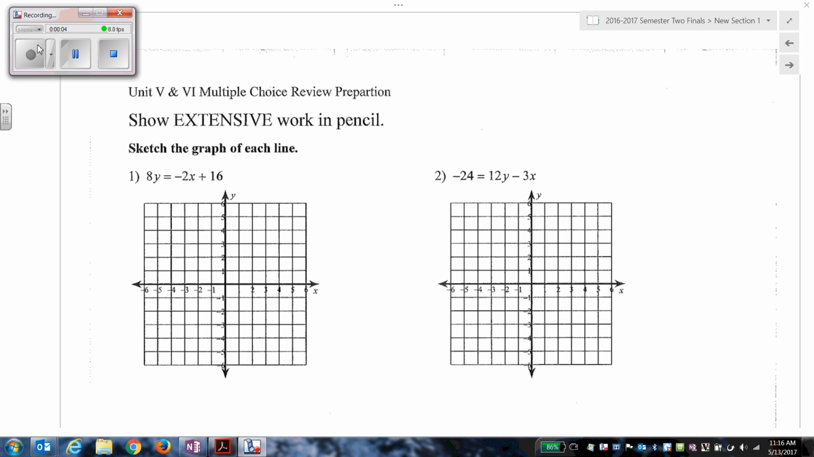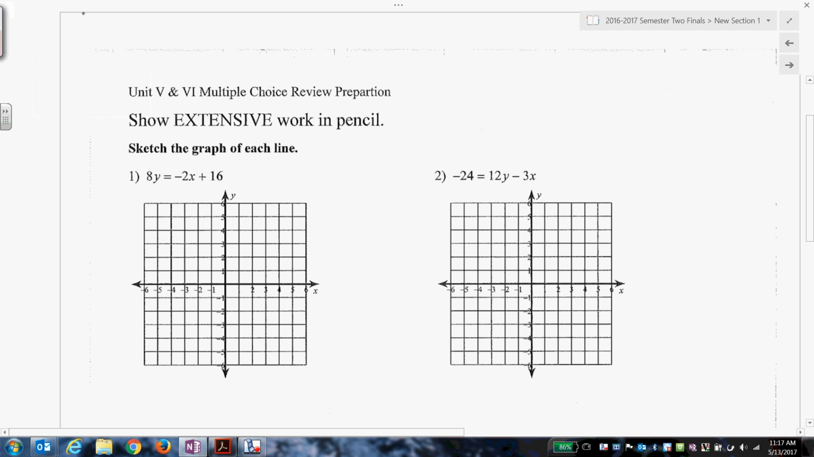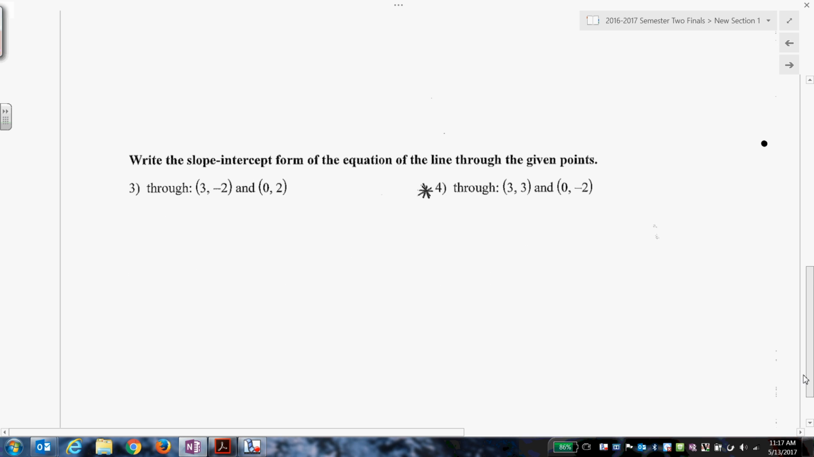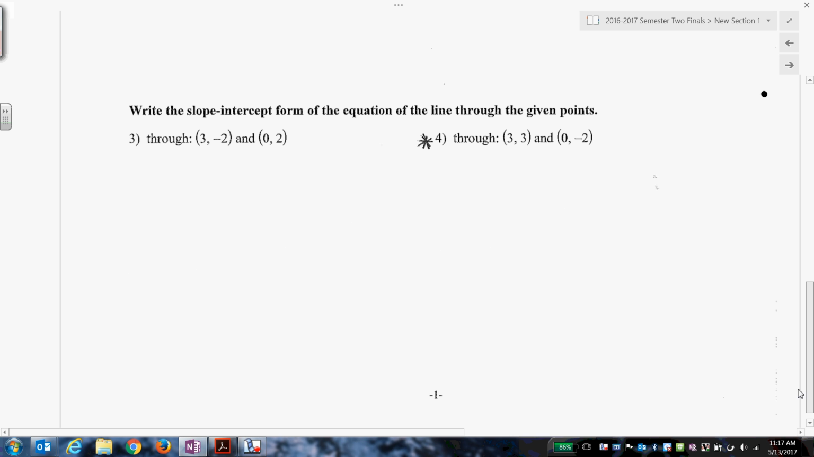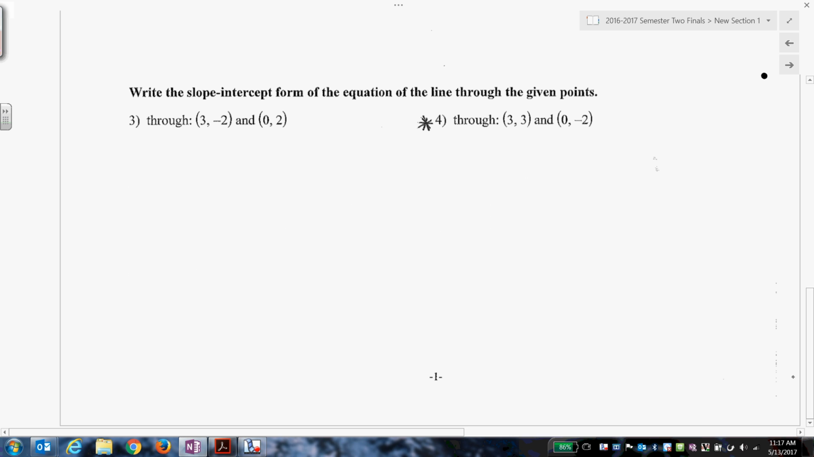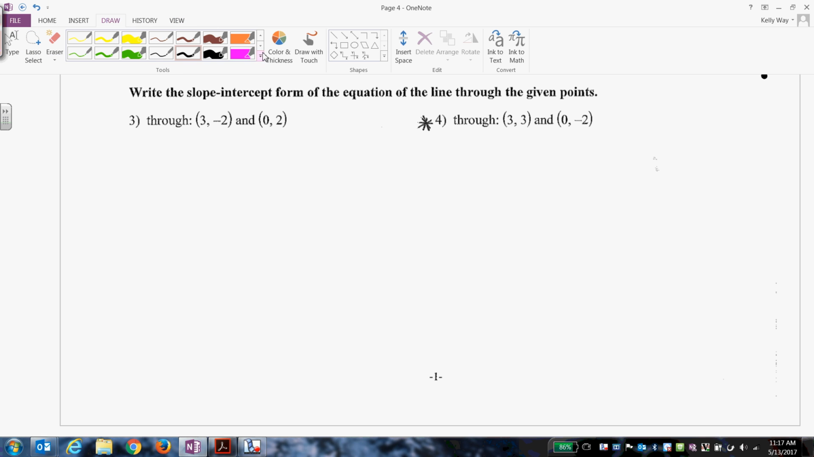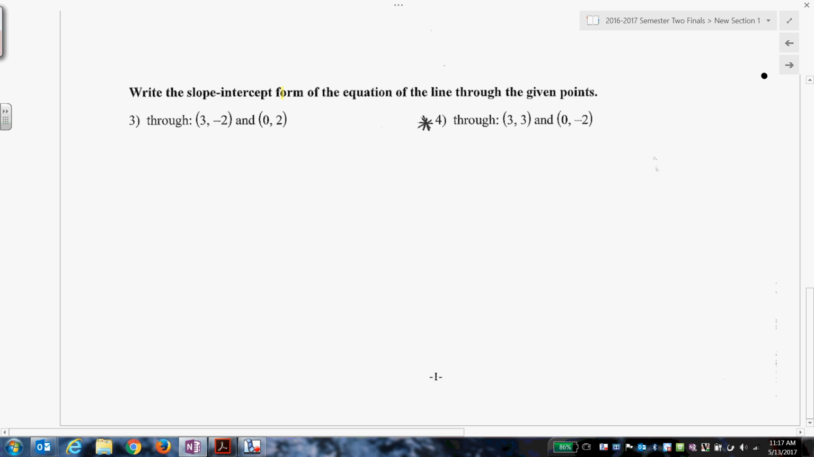Students, this is the Unit 5 and 6 multiple choice review preparation for the final. We're going to be going through the problems with the stars, giving you a partial explanation. You want to follow along. I recommend you have your reference booklet handy. Read this with me. Underline key words and phrases.